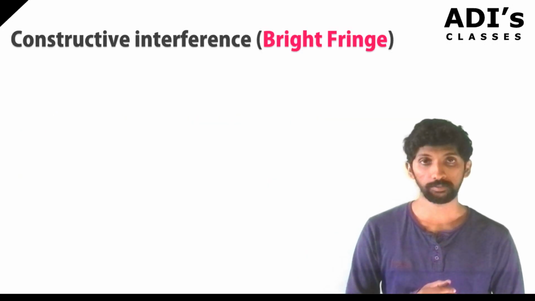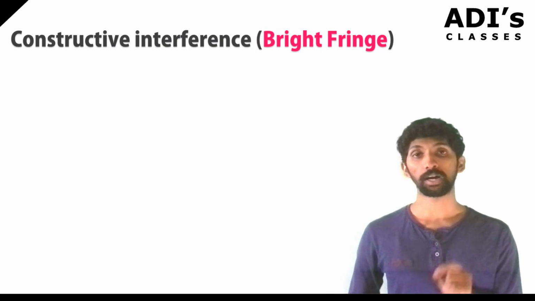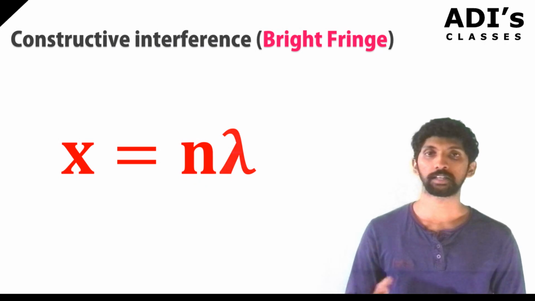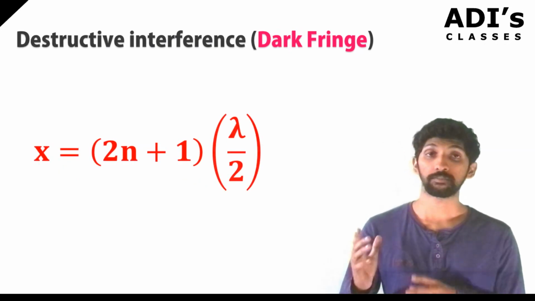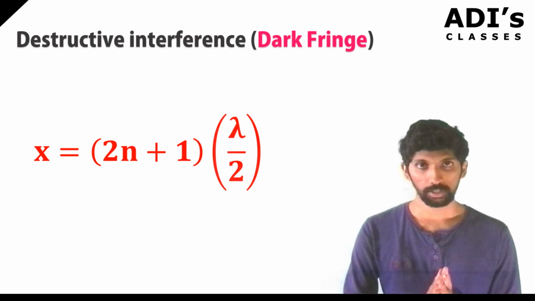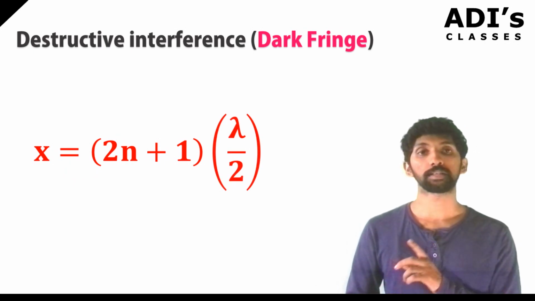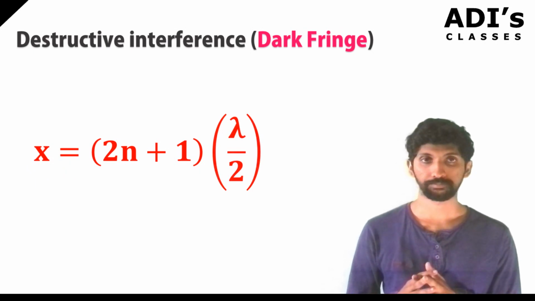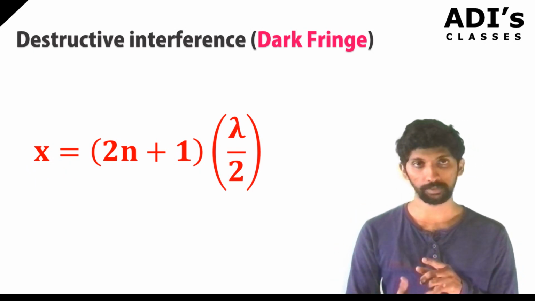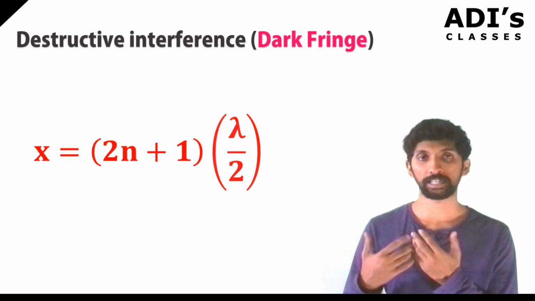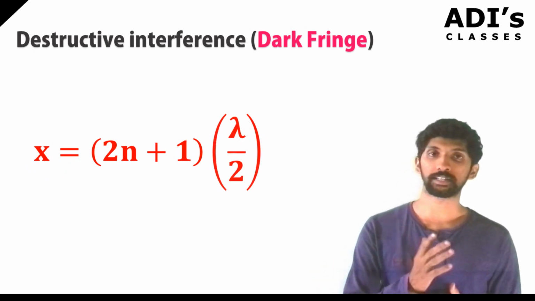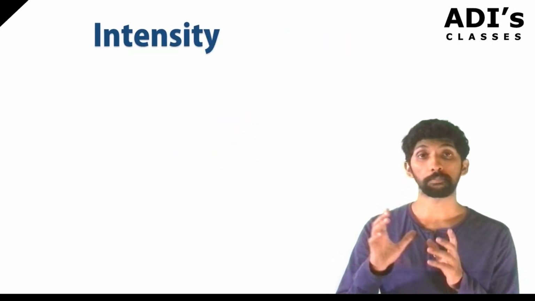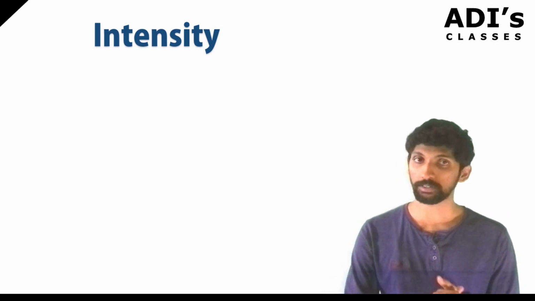If we have constructive interference or a bright fringe, then the path difference has to be n times lambda, because if you have 1 lambda, 2 lambda, 3 lambda, everything is constructive, right? Then for a destructive interference or a dark fringe, the path difference has to be (2n plus 1) into lambda by 2, in other words, an odd multiple of lambda by 2. If you have one whole wavelength and half of a wavelength gets added to it, then we are going to get a destructive wave, correct? So destructive interference or a dark fringe. This was the path difference for the dark fringe and the bright fringe, correct?